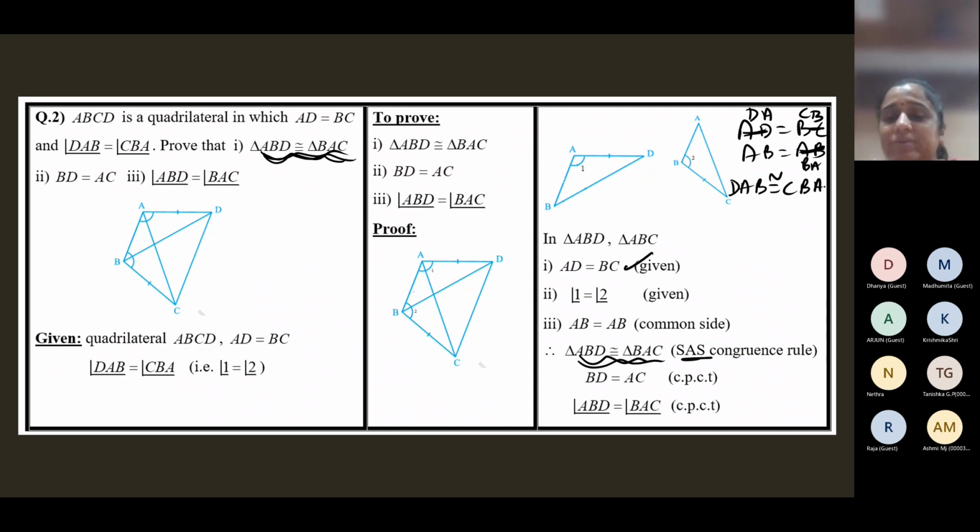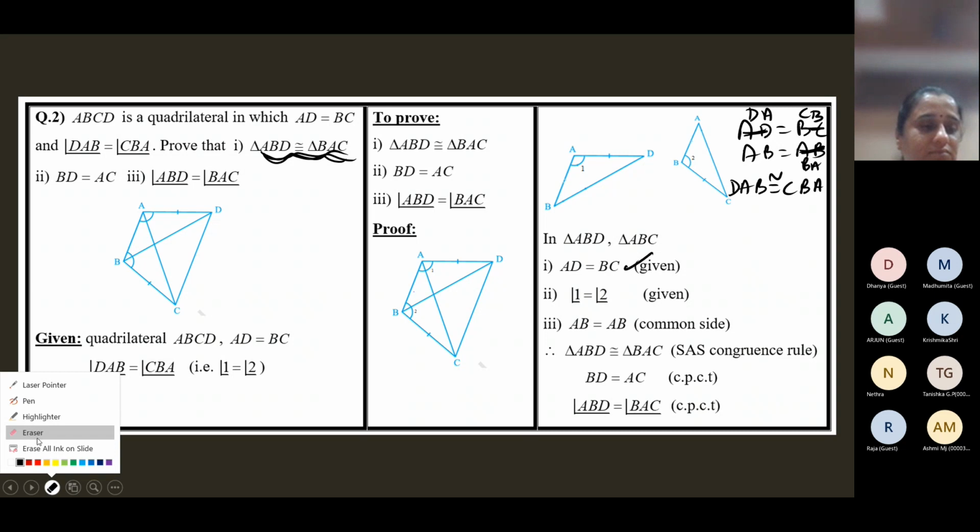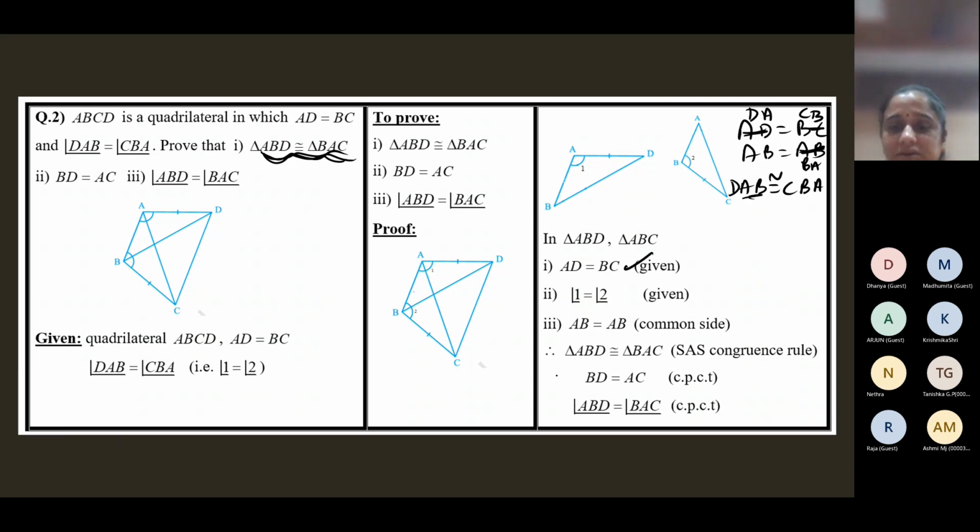See here, DAB, CBA is also correct. DAB: that is the third vertex, first vertex, and then the second vertex. Correspondingly, it will be CBA. Please check here. DAB, then it will be CBA. The two triangles are congruent by the SAS rule.